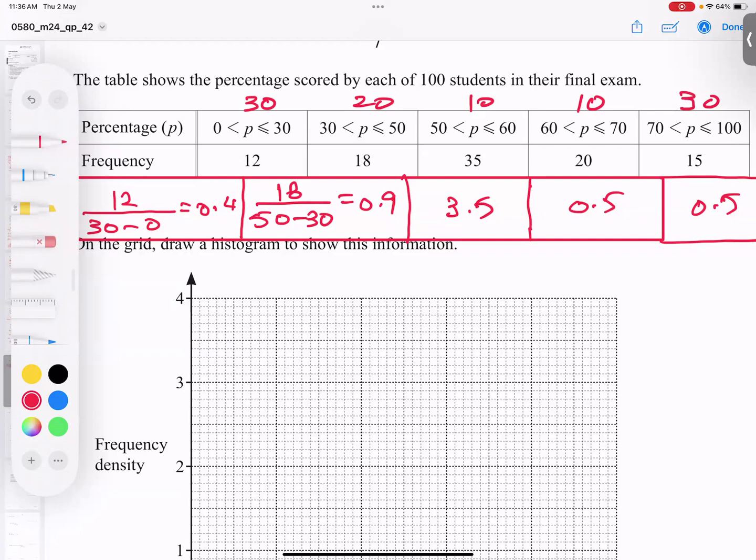Okay, students, let's see how we can do it. Wait a minute. This is 20 by 10, sorry, not 10 by 20. Be careful, please. The last is correct. 20 up, 10 down, 2. 15 up, 30 down, 0.5.